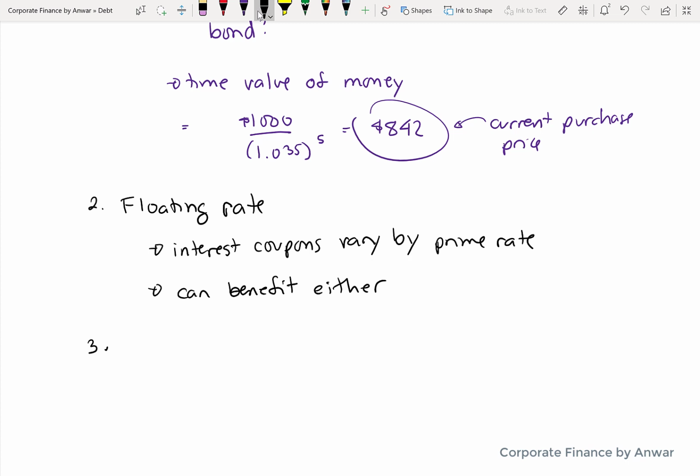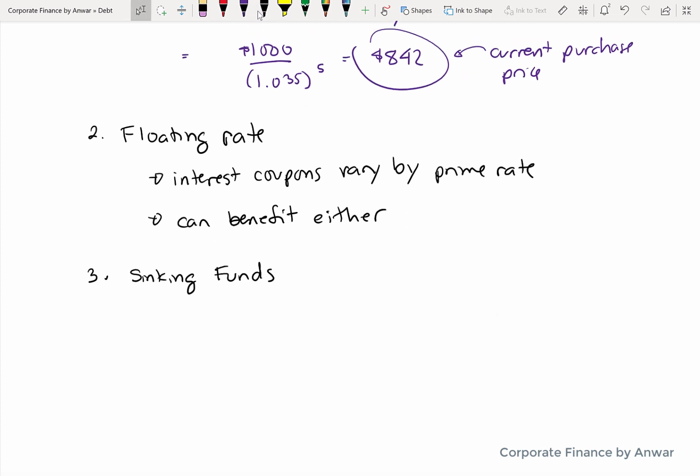So the third type is a sinking fund bond, and this favors the investor because it's meant to give a little extra added security. If you think of the way that bonds are set up, especially long-term bonds, you can have a lot of different interest payments throughout the life of the bond, and then your large payment, the principal, is put at the very end. In this case, the company is putting aside some money in a trust to make that very large payment at the end.